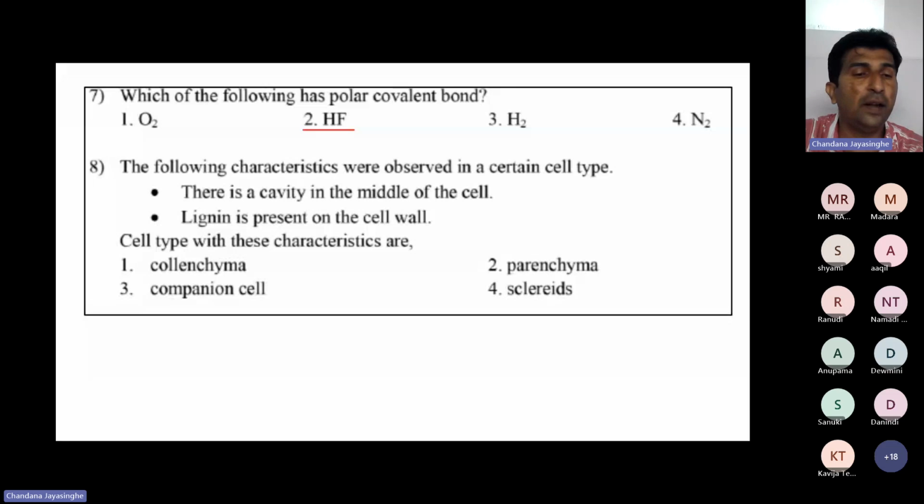Death. Here we learn parenchyma, collenchyma, and sclerenchyma, the simple permanent tissues. Parenchyma and collenchyma are both living. Here, due to deposition of lignin and having a hollow structure, it should be sclerenchyma. Sclerenchyma can be divided into two groups, fiber and stone cells, or sclereids. So the answer for the 8th one is 4.